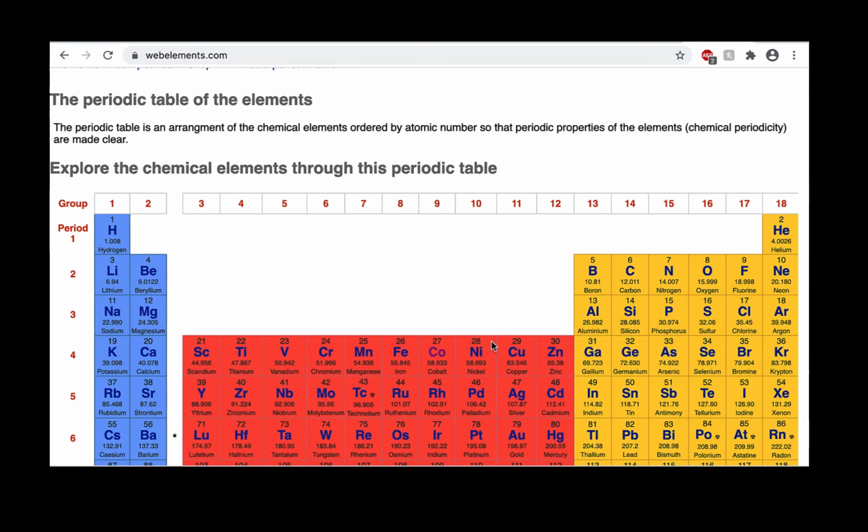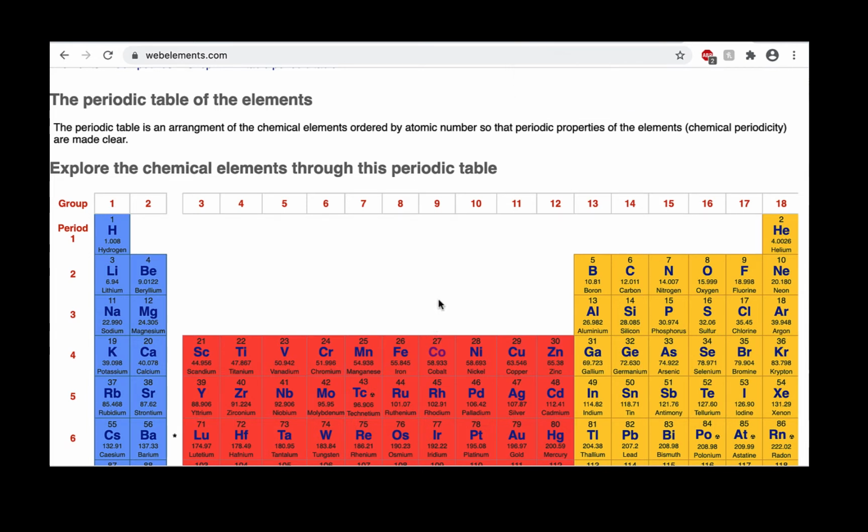The average atomic mass that we see on the periodic table, for example right here for carbon, is calculated based on the weighted average of the naturally occurring isotopes and their percent abundance. Web Elements, which we're looking at right here, is a website that's pretty useful. It has all of the isotopic abundance information that you need on its website, as well as a whole bunch of other stuff.